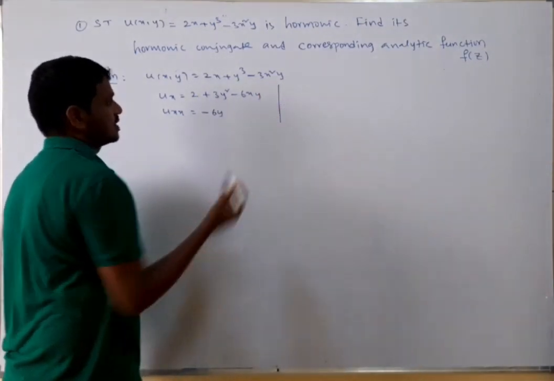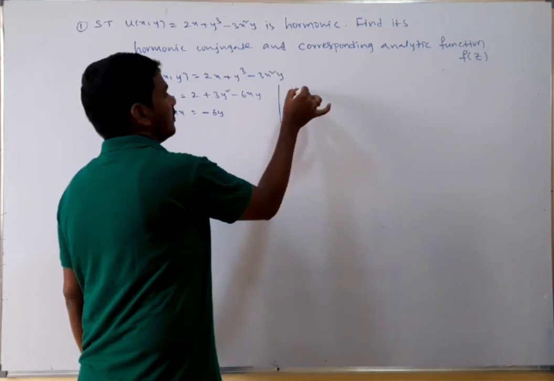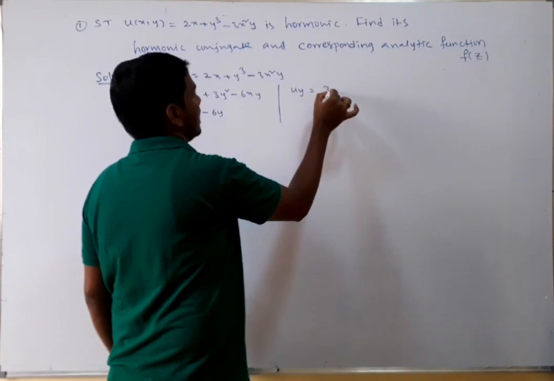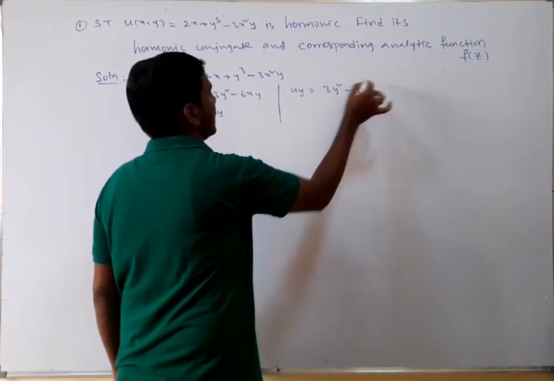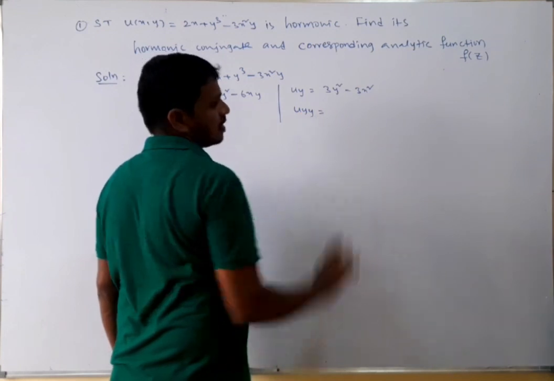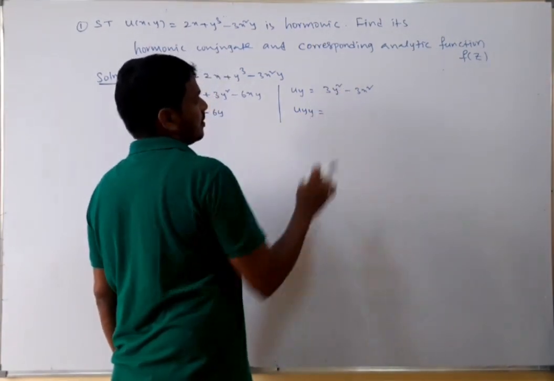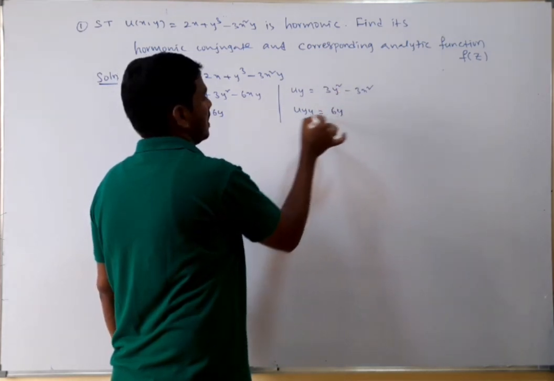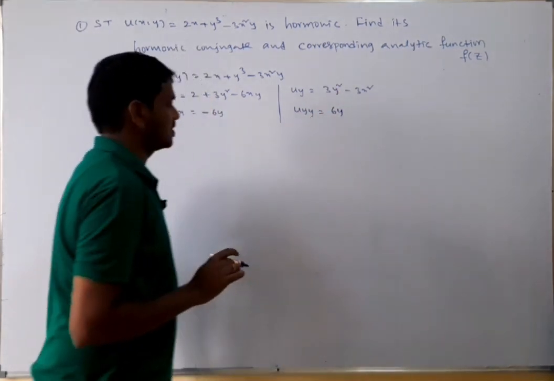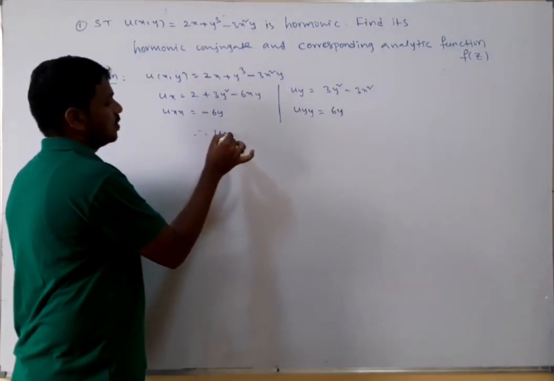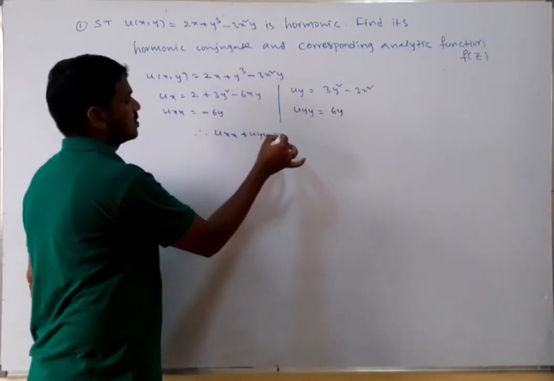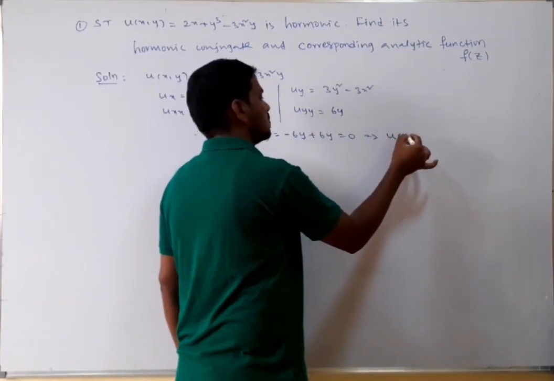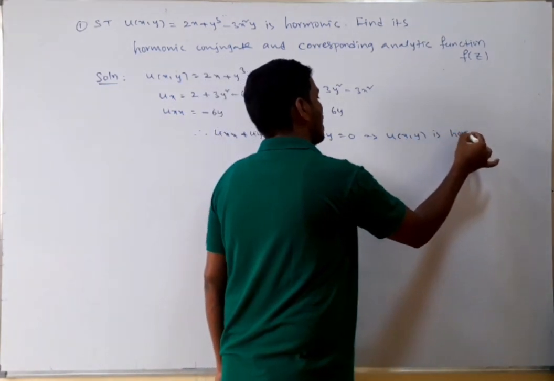This is for uxx. Next, uy, differentiating u partially with respect to y, is 3y square minus 3x square. Uyy is, differentiating 3y square minus 3x square partially with respect to y again, 6y. Observe this: this is 6y, this is minus 6y. Therefore, uxx plus uyy is equal to minus 6y plus 6y, which is equal to 0. That implies u of x comma y is a harmonic function.